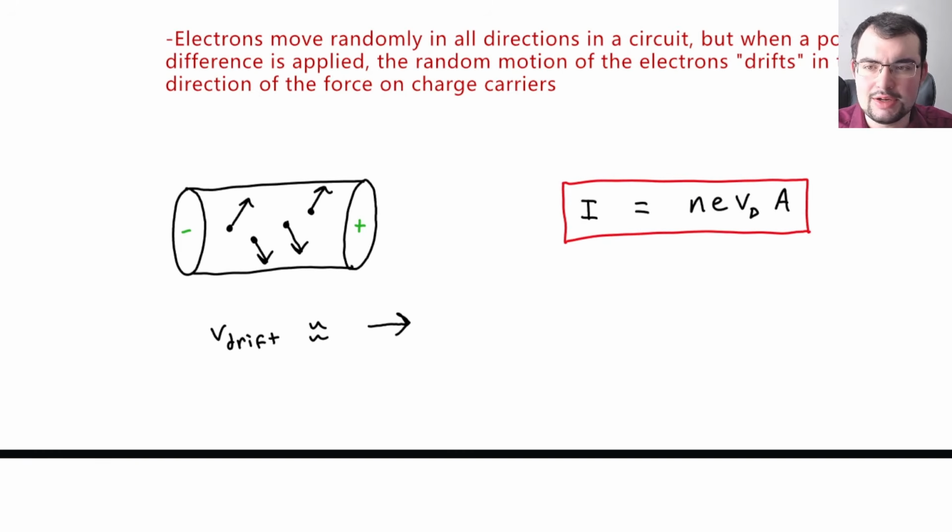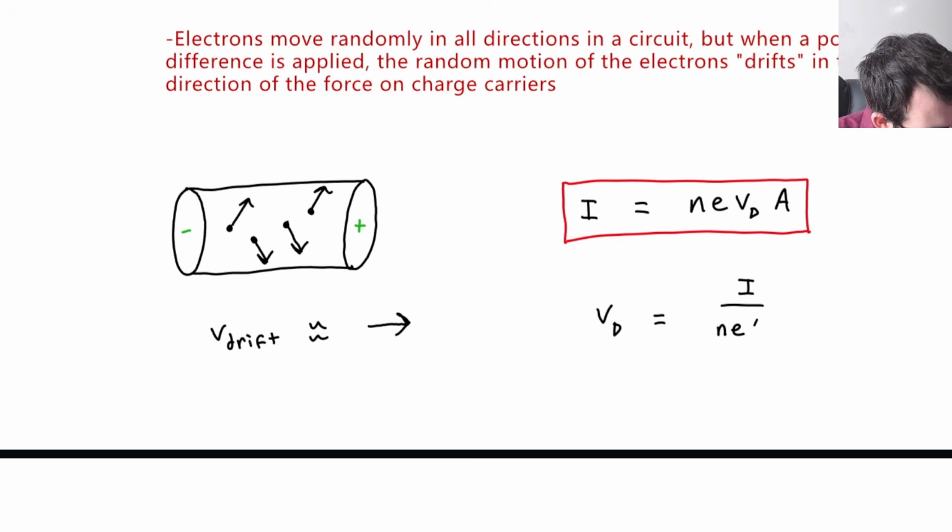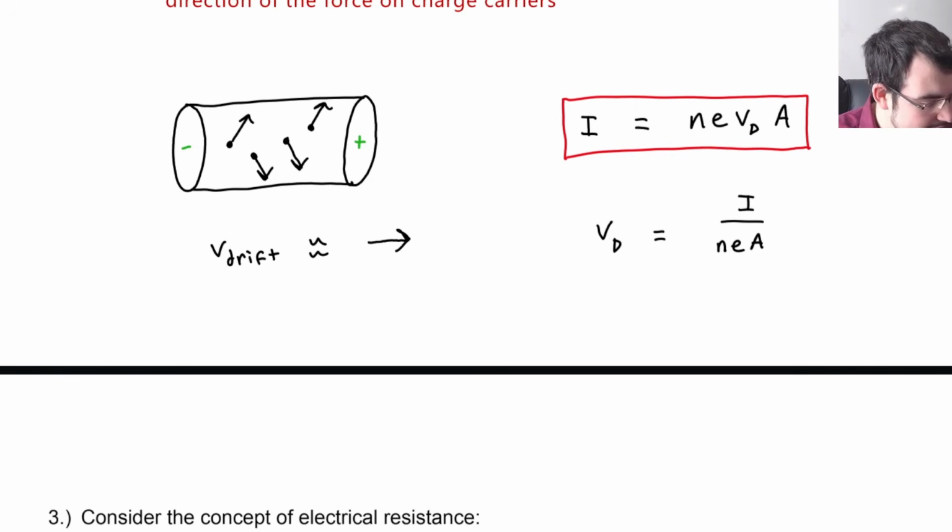What we can see here is that the important thing to note, from a qualitative point of view, is that we could solve for v drift, and we'd get v drift is equal to I divided by nEA, but we know what current divided by area is. That's J. So we'd get J divided by nE. The main takeaway here is that your drift velocity is going to be proportional to the current density.